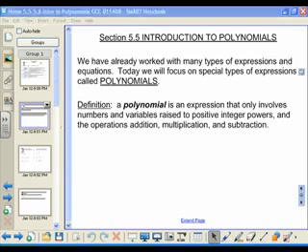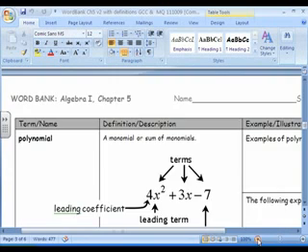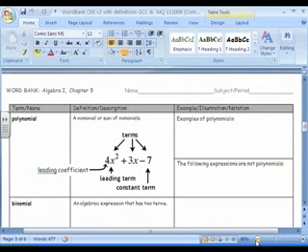So let's look at our word bank real quick on this. There we go. So a polynomial, our definition is a monomial or sum of monomials. Notice my polynomial. Is 4x squared a monomial? Yes, it is. Is 3x a monomial? Is 7 a monomial? Yeah, it is. Mono means one. Poly means basically more than one. Okay. So examples of polynomials.